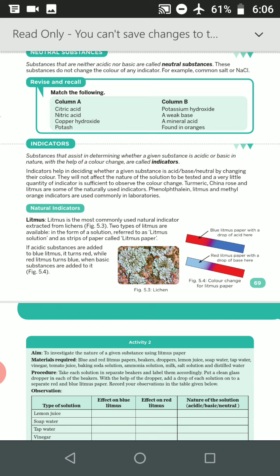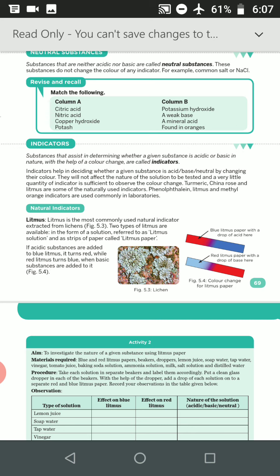Indicators, what are indicators? The first question that arises in our mind is what are indicators? The substance that assists in determining whether the given substance is acidic or basic in nature with the help of a color change is called an indicator. They help us find whether the given solution is acid, base or neutral by changing their color. They do not affect the nature of the solution. When we add the indicators, they don't change the nature or the properties of the solution.